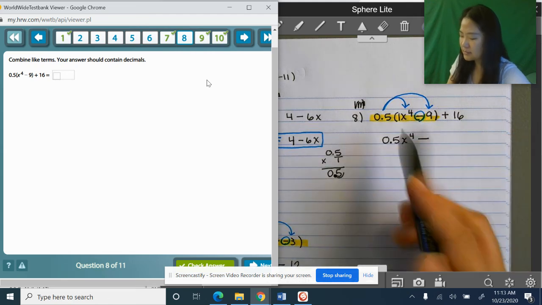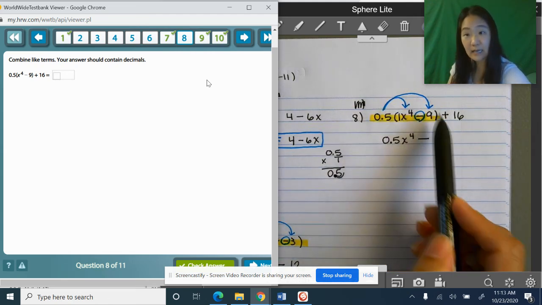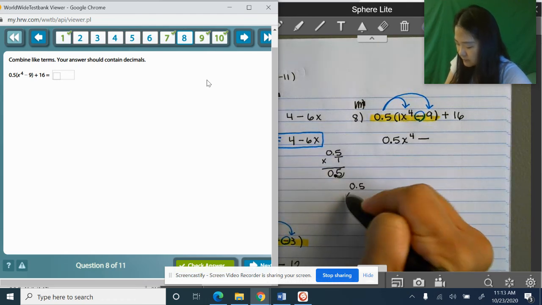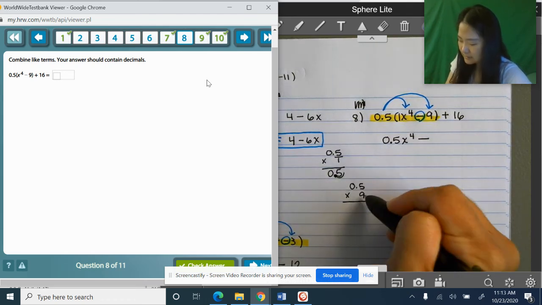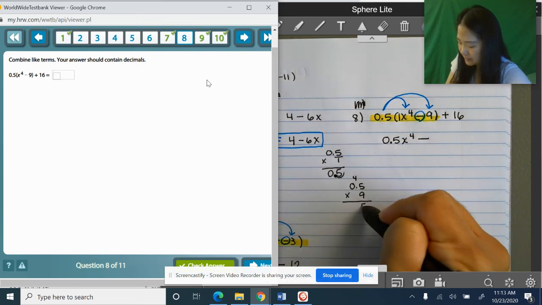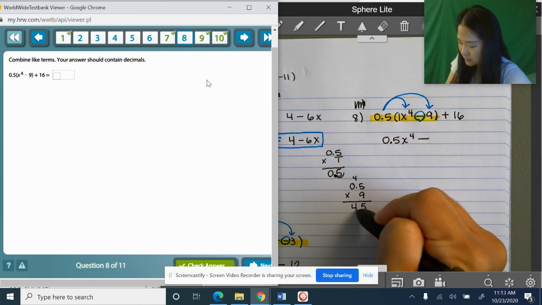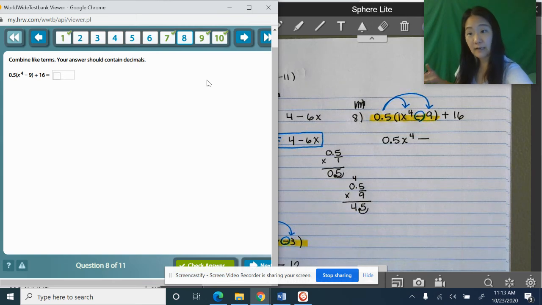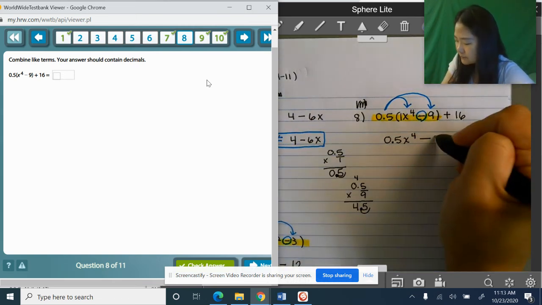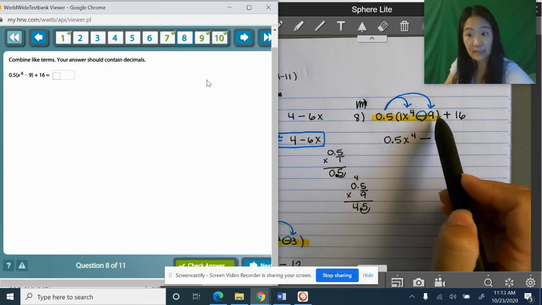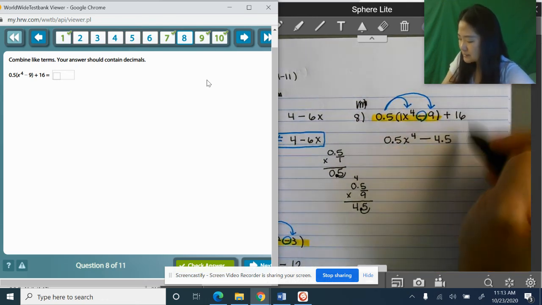minus, now I need to do 5/10 times 9. So let me do that right here. 9 times 5 is 45. 9 times 0 is 0, plus 4 is 4. There's 1 decimal place to move over, so 4.5 or 4 and 5/10. 4 and 5/10. 5/10 times 9. And then bring down plus 16.